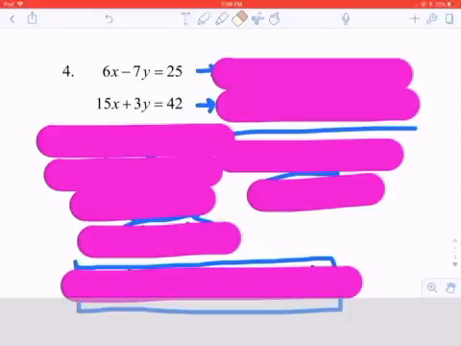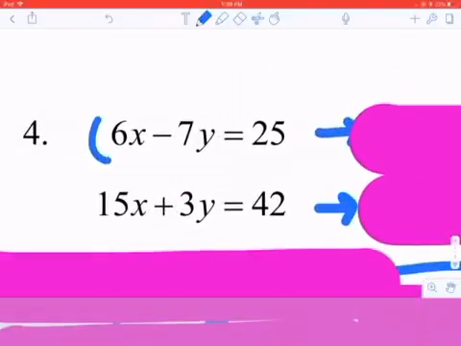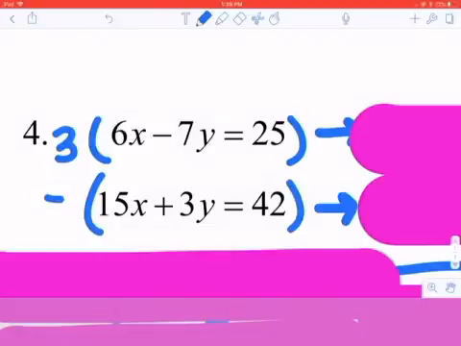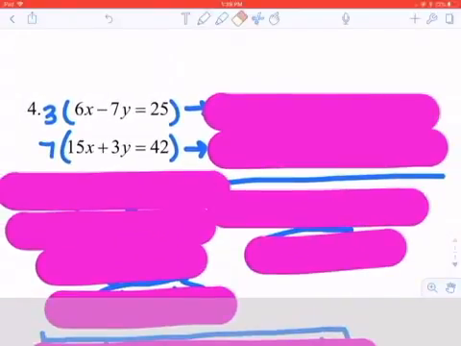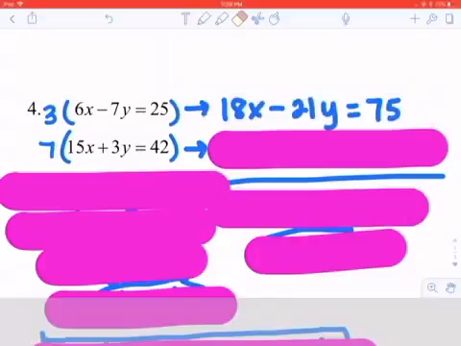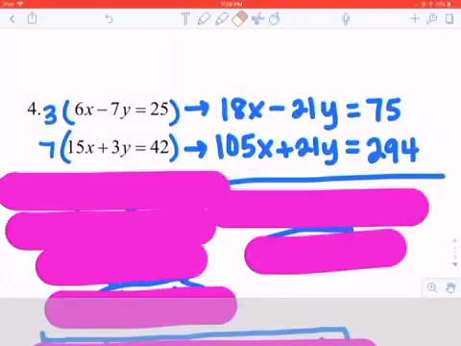I decided to make my negative 7y a negative 21y and my positive 3y a positive 21y. I did that by multiplying my top equation by positive 3 and my bottom equation by positive 7. My new equations now are 18x minus 21y equals 75 and 105x plus 21y equals 294. Don't be alarmed when your numbers work out bigger. This is still going to work out nice.